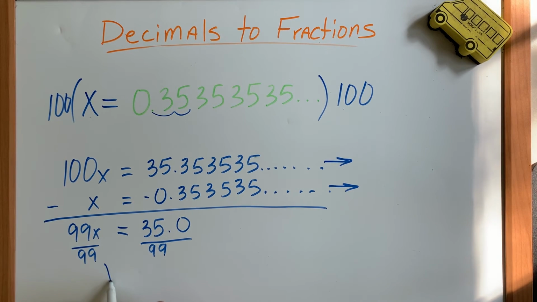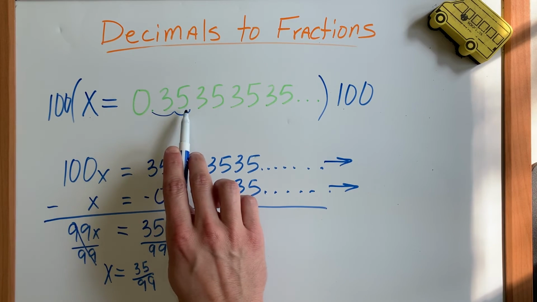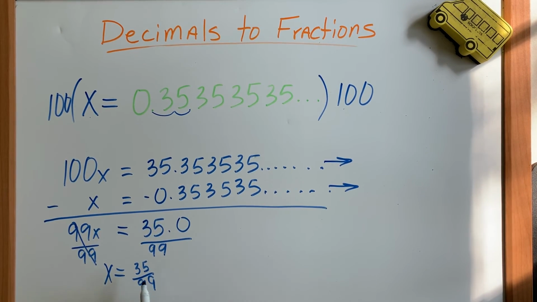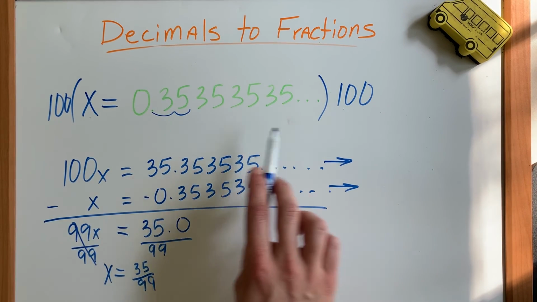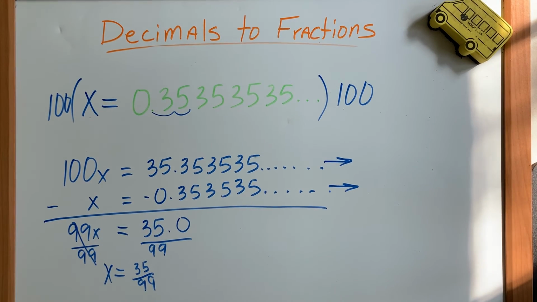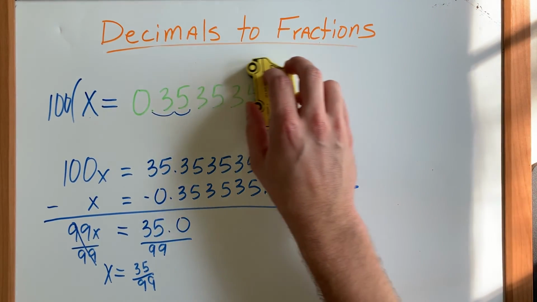and I get x equals 35 over 99. And so that is the equivalent fraction. If I wanted to turn this decimal, 0.353535 repeating forever, into a fraction, I would have 35 over 99. That method is a clever way to handle repeating decimals. Let's go ahead and do one more real quick example with something that's perhaps a little bit easier.